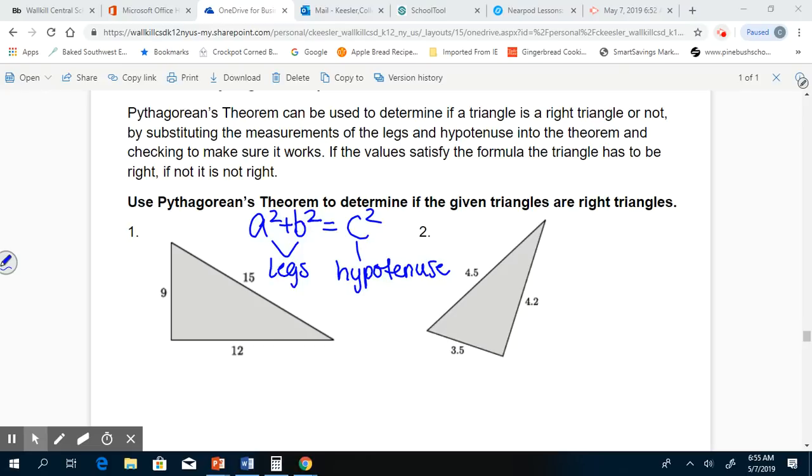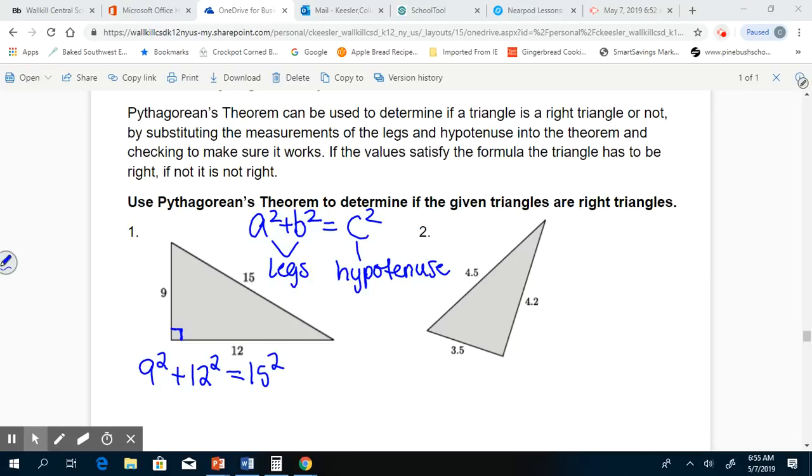For number one, we have 9, 12, and 15. Now, remember, if you're not sure which one is the hypotenuse, it's always the longer of the three sides. So in this case, this looks like it's a right angle, but we're going to prove whether it really is or isn't by doing 9 squared plus 12 squared equals 15 squared.